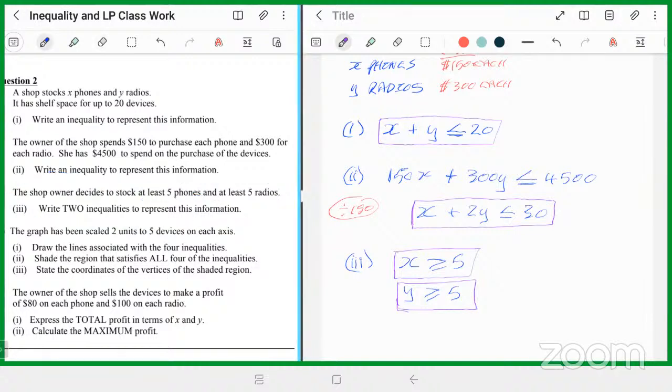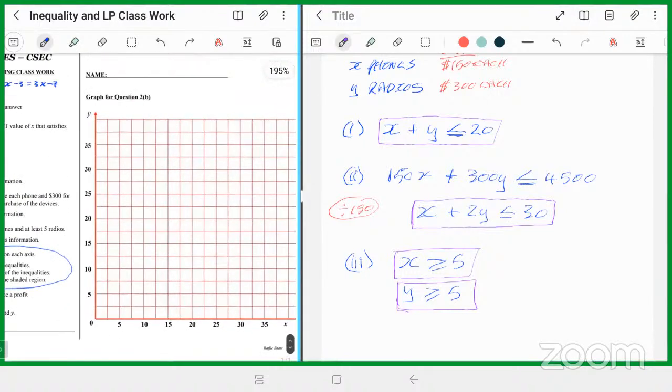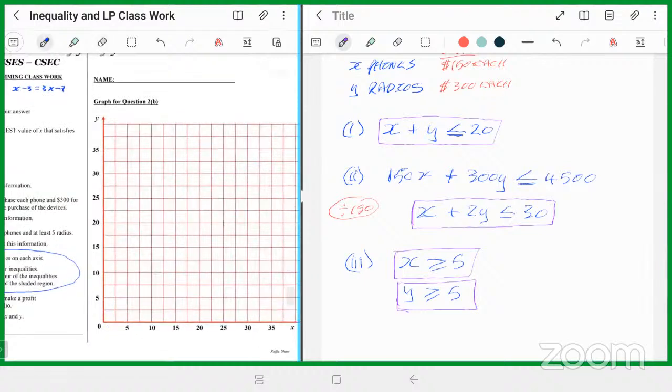All right, here, draw the graph. So those are the 4 inequalities. They now want us to draw the graph of those 4 inequalities. Using a scale of 2 centimeters to represent 5 units on each axis. But I already gave you a scale right here, so you needn't worry about that. See, 2 centimeters to 5 on each axis. I did that for you already in a class activity.